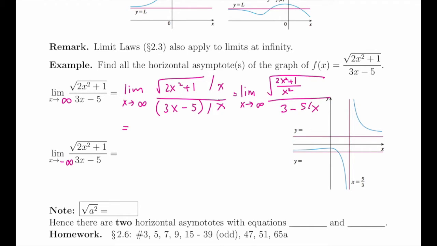Now let's simplify what's under the square root. So we have the limit as x goes to infinity, square root of 2 plus 1 over x squared, divided by 3 minus 5 over x. Now, as we saw earlier, 1 over x squared goes to 0 as x goes to infinity. And 5 over x also goes to 0 as x goes to infinity. So we have the limit as x goes to infinity of root 2 over 3, which is just root 2 over 3.